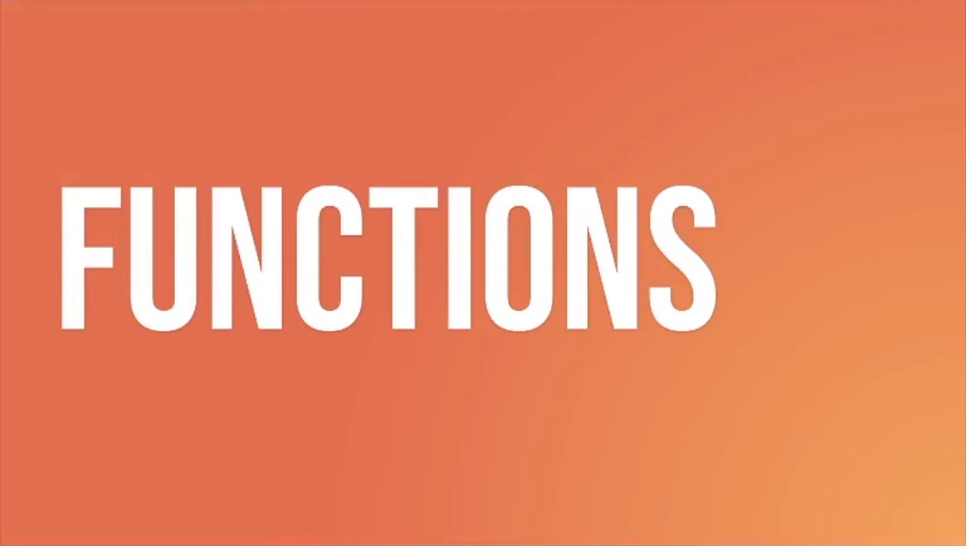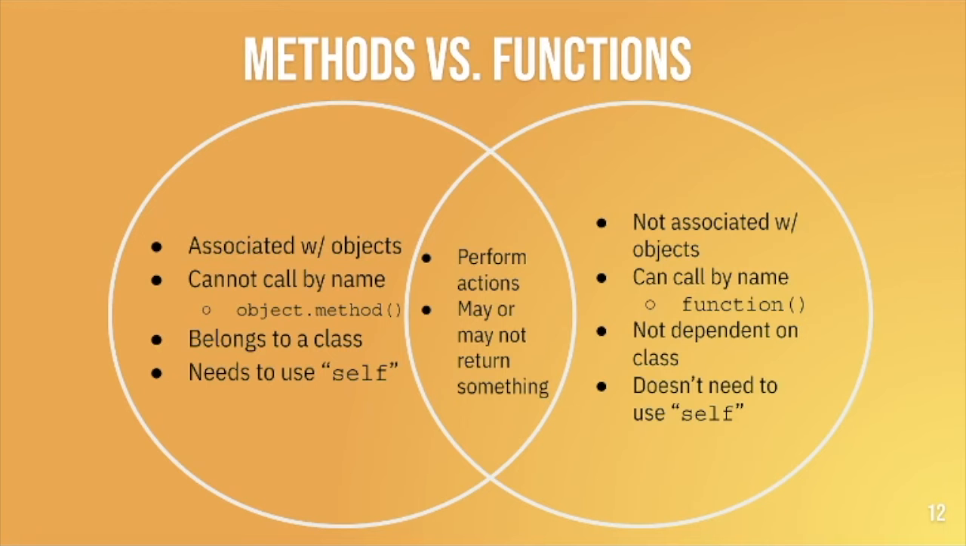Now let's talk a little bit more about functions. But first, we need to look at the difference between methods and functions. Methods are associated with objects and you can't call them by name. By this I mean that you have to put it in the format object.method, with start and close parentheses, in order to call a method.